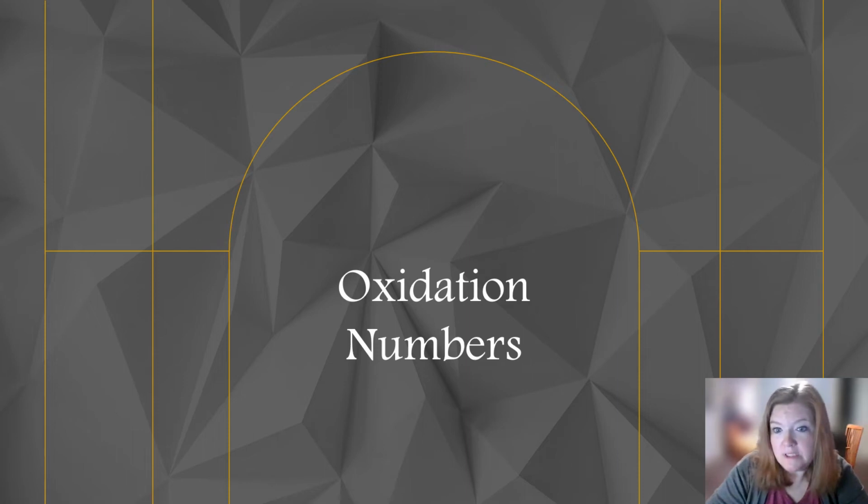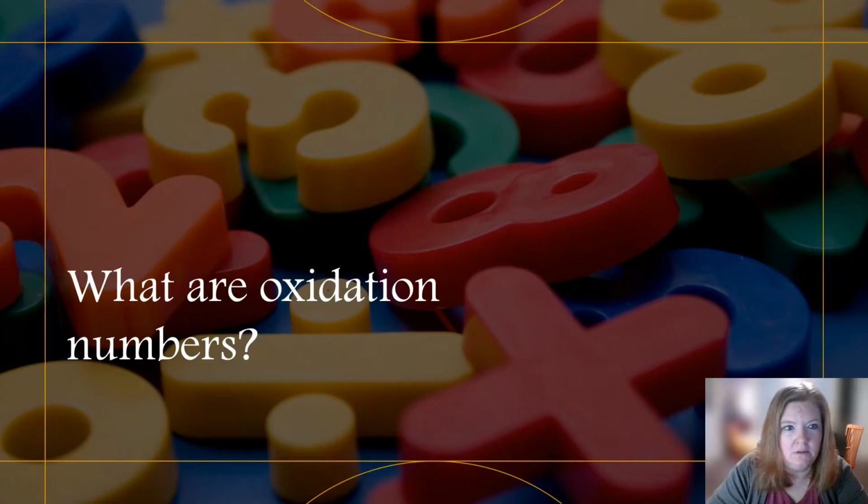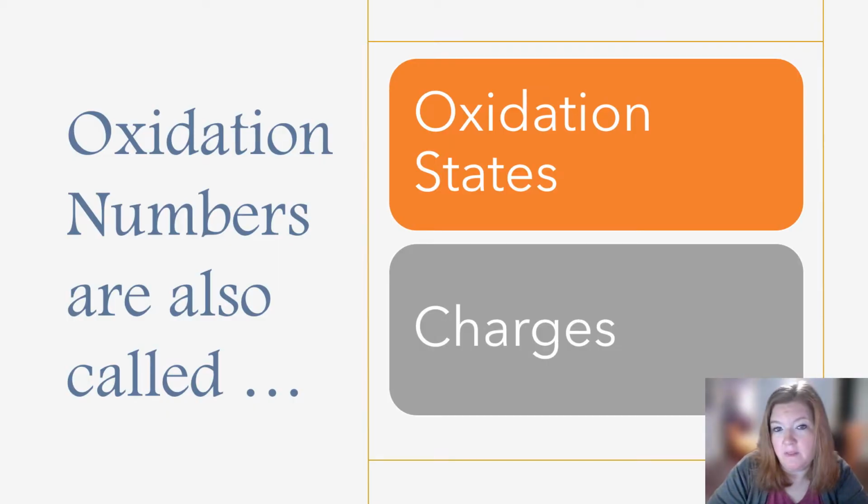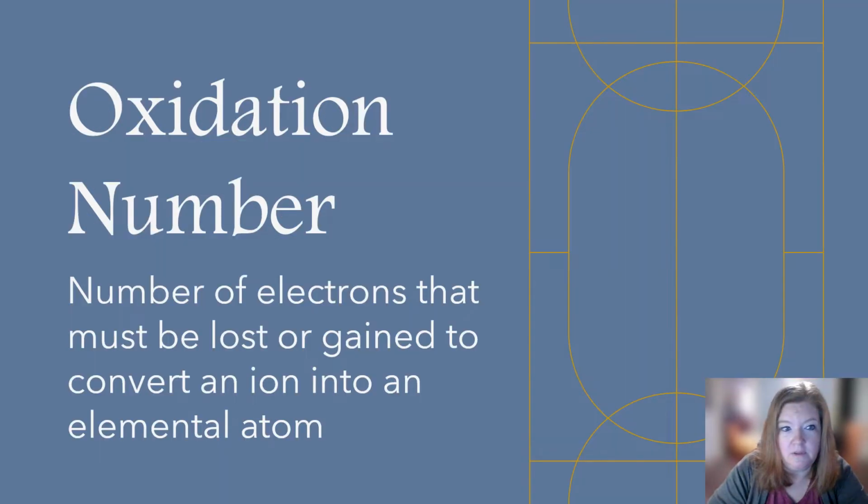Okay, one of the first things you need to understand in this redox unit is oxidation numbers. So what are oxidation numbers? Well, sometimes we call them oxidation states and sometimes we call them charges. The official definition is the number of electrons that must be lost or gained to turn an ion into an elemental atom, so make it neutral.